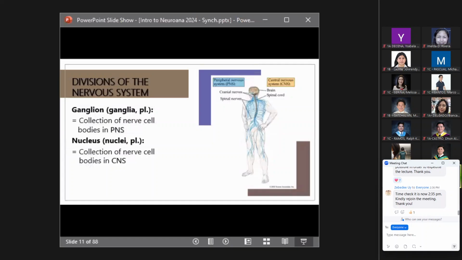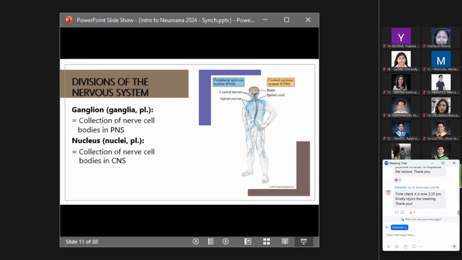Now, let's review some of the definitions of common anatomical terms and concepts that we would use for the neuroanatomy course. These are the concepts of ganglion and nucleus, or ganglia in the plural and nuclei. This depends on the location of nerve cell bodies. These are both collections of nerve cell bodies. When they are collected outside of the central nervous system, meaning in the peripheral nervous system, they are called ganglia.